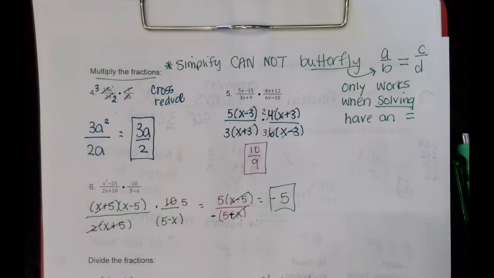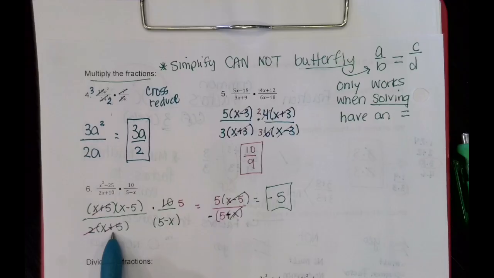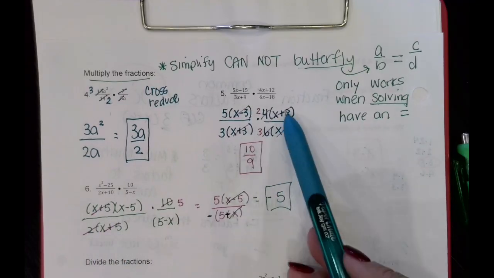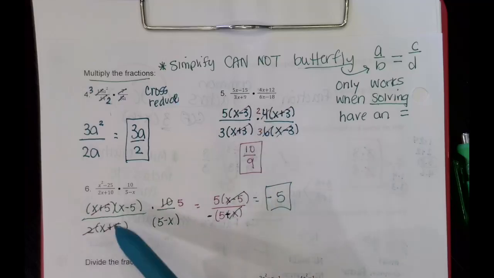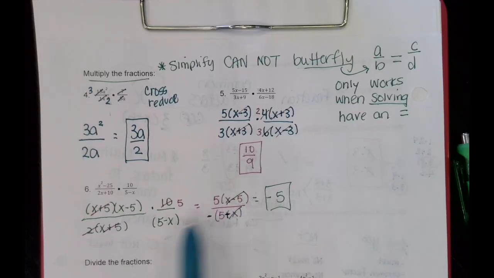Okay, so here's what we have. We have difference of squares, and then just a factor. So x plus 5 and x plus 5 can cancel because they're on top of each other. So far everything's been canceling across, cross-reducing. But when they're on top of each other, we can cancel those out too. So 2 goes into 5. So what I ended up with, I rewrote it, and I have 5 times x minus 5 over 5 minus x.